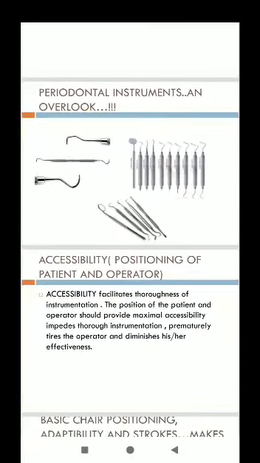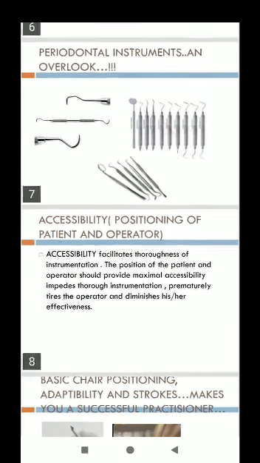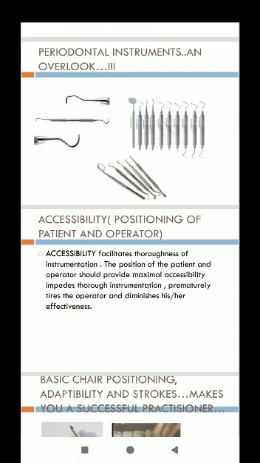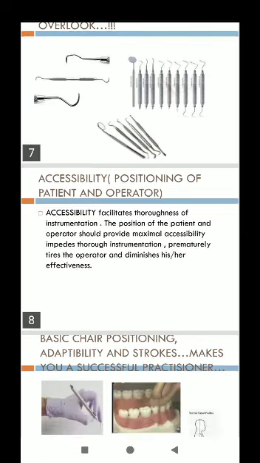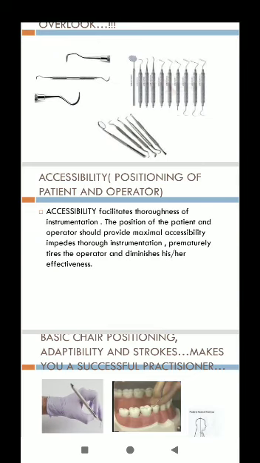Coming to accessibility, which includes positioning of the patient and the operator. Accessibility facilitates thoroughness of instrumentation. The position of the patient and the operator should provide maximal accessibility, otherwise it impedes thorough instrumentation prematurely and tires the operator and diminishes his or her effectiveness. Whenever you start with the scaling procedure, proper accessibility is needed with proper positioning of the patient and the operator.